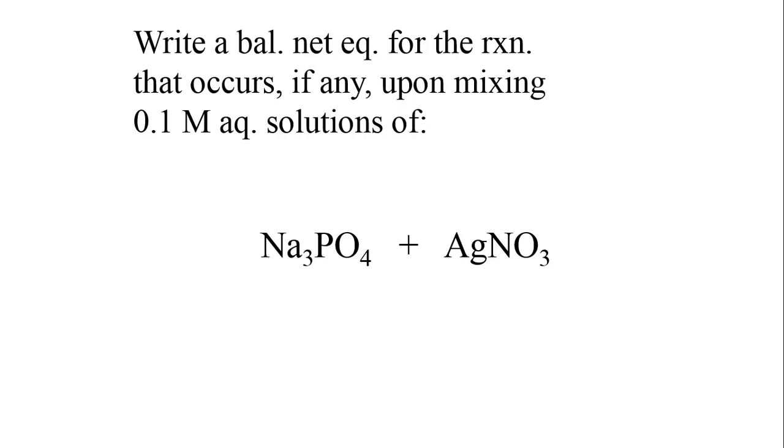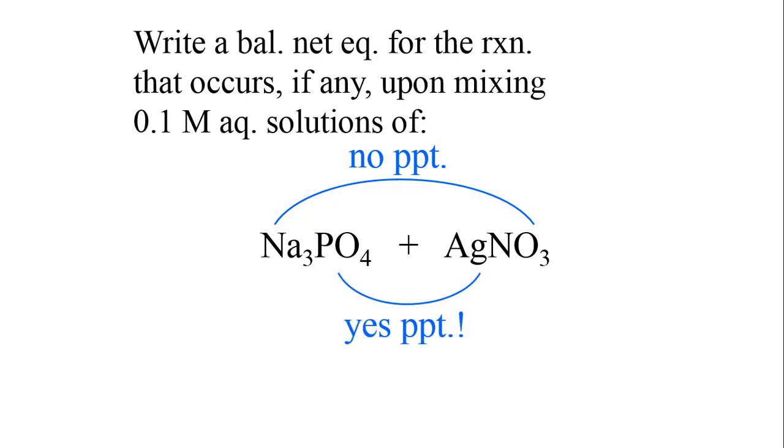As an example, let's write a balanced net equation for the reaction that occurs, if any, upon mixing 0.1 molar aqueous solutions of sodium phosphate and silver nitrate. Using the solubility rules, we find that the combination of sodium and nitrate is soluble and does not form a precipitate. We also find that the combination of phosphate and silver is insoluble and does form a precipitate.